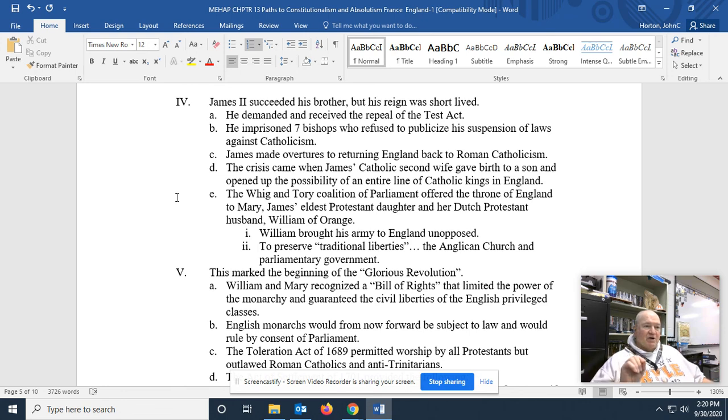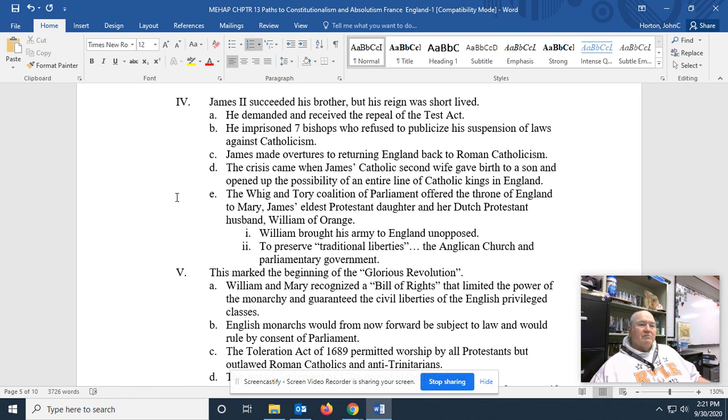But a Whig and Tory coalition of Parliament, that meant that the two parties got together and they offered the throne of England to Mary, who was James's oldest daughter, who had converted to Protestantism because she married the Dutch Protestant William of Orange. William brought his army to England. There was no army to oppose him in England.